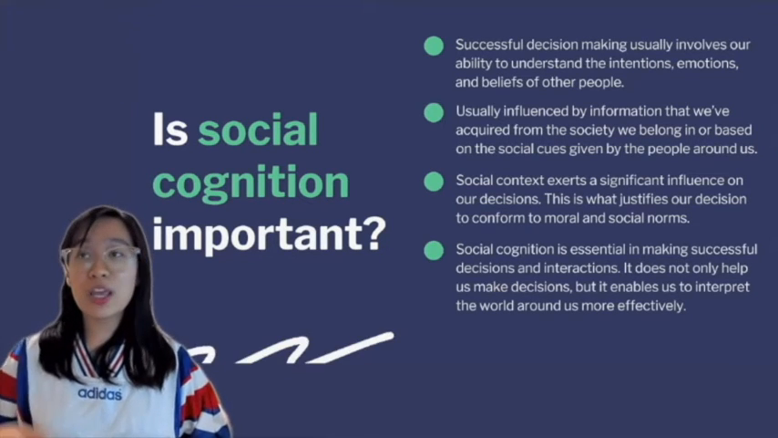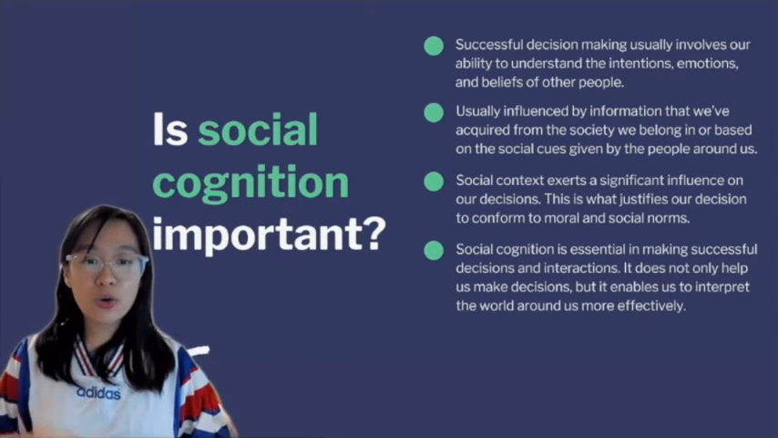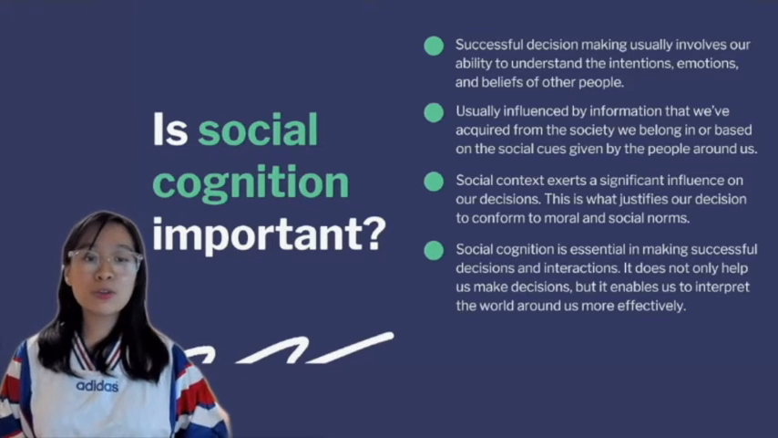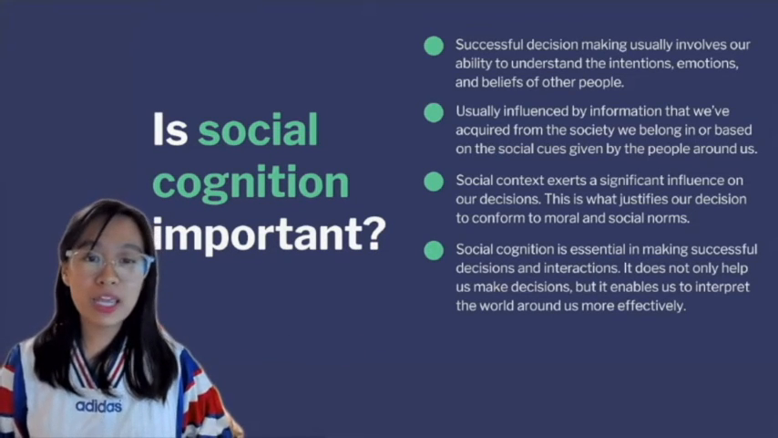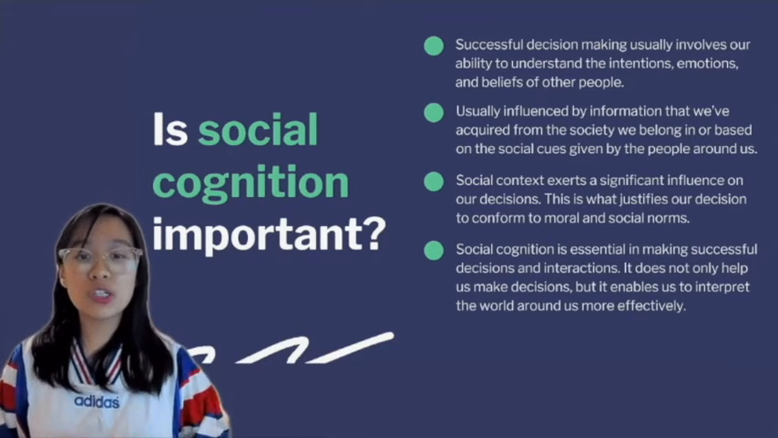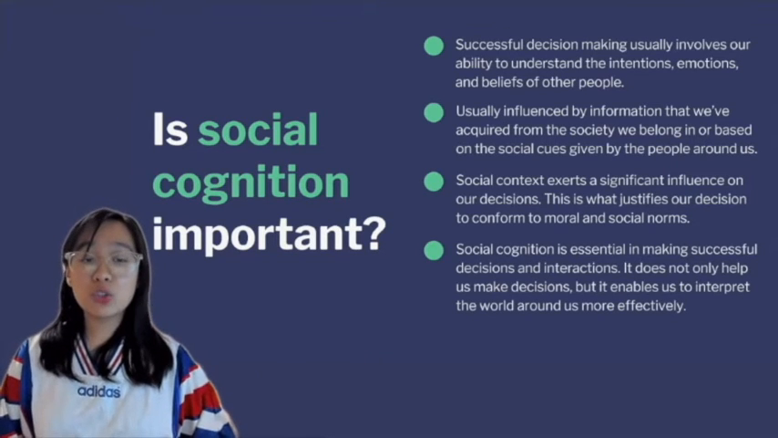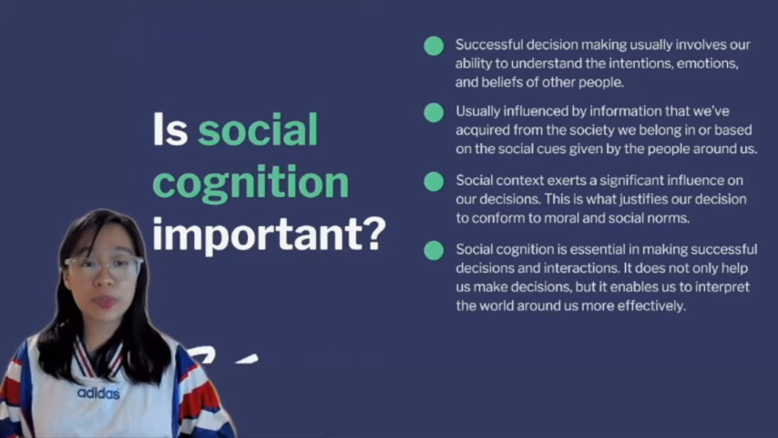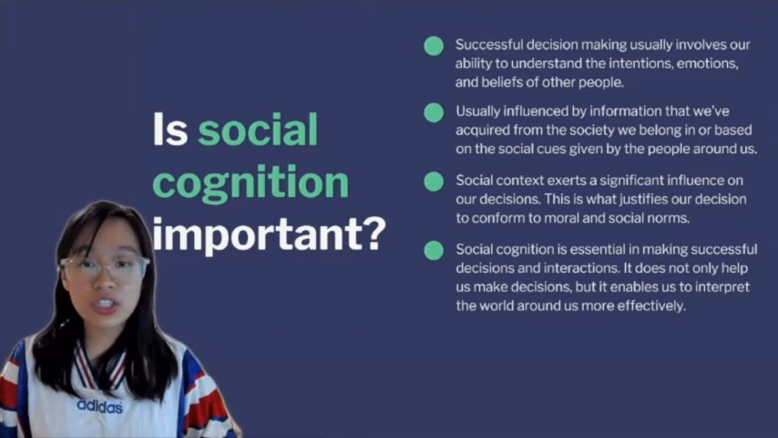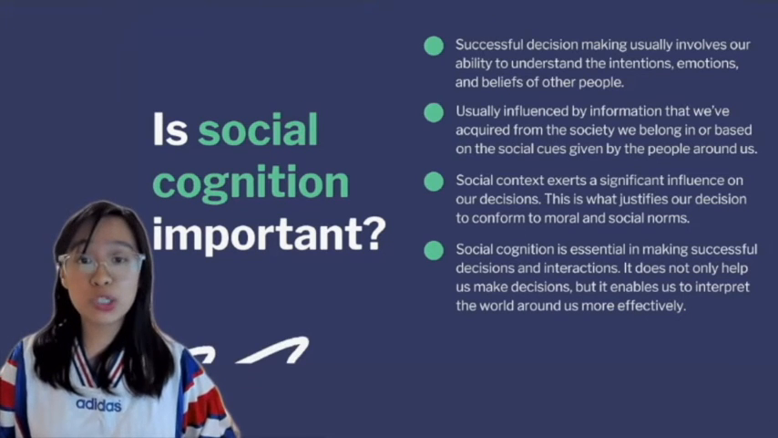That explains why we always ask other people for their opinions, or we unconsciously go with the flow of our surroundings while we make choices. So it's usually influenced by information that we've acquired from society we belong to or based on the social cues given by the people around us. These two factors are which many individuals give a lot of consideration to. And social context exerts a significant influence on our decisions. This is what justifies our decision to conform to moral and social norms.